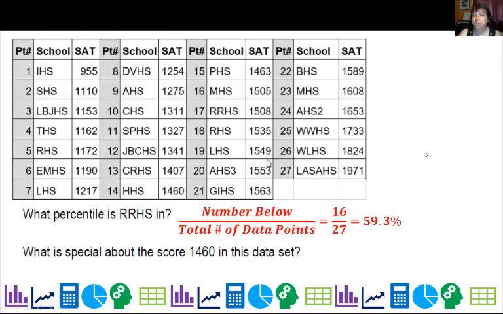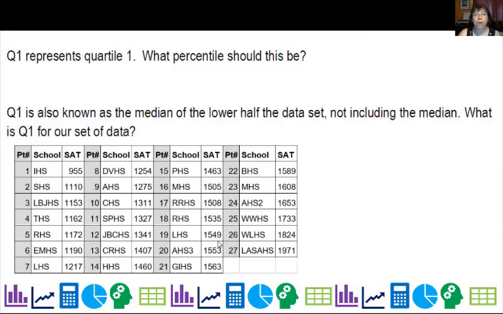So what's so special about the score 1460 in this data set? Well, hopefully you'll remember from one of our earlier lessons, that's 0.14 out of 27. That's right in the middle. It is the median. Now, we just talked about percentiles, we talked about medians. Now we're going to talk about quartiles.